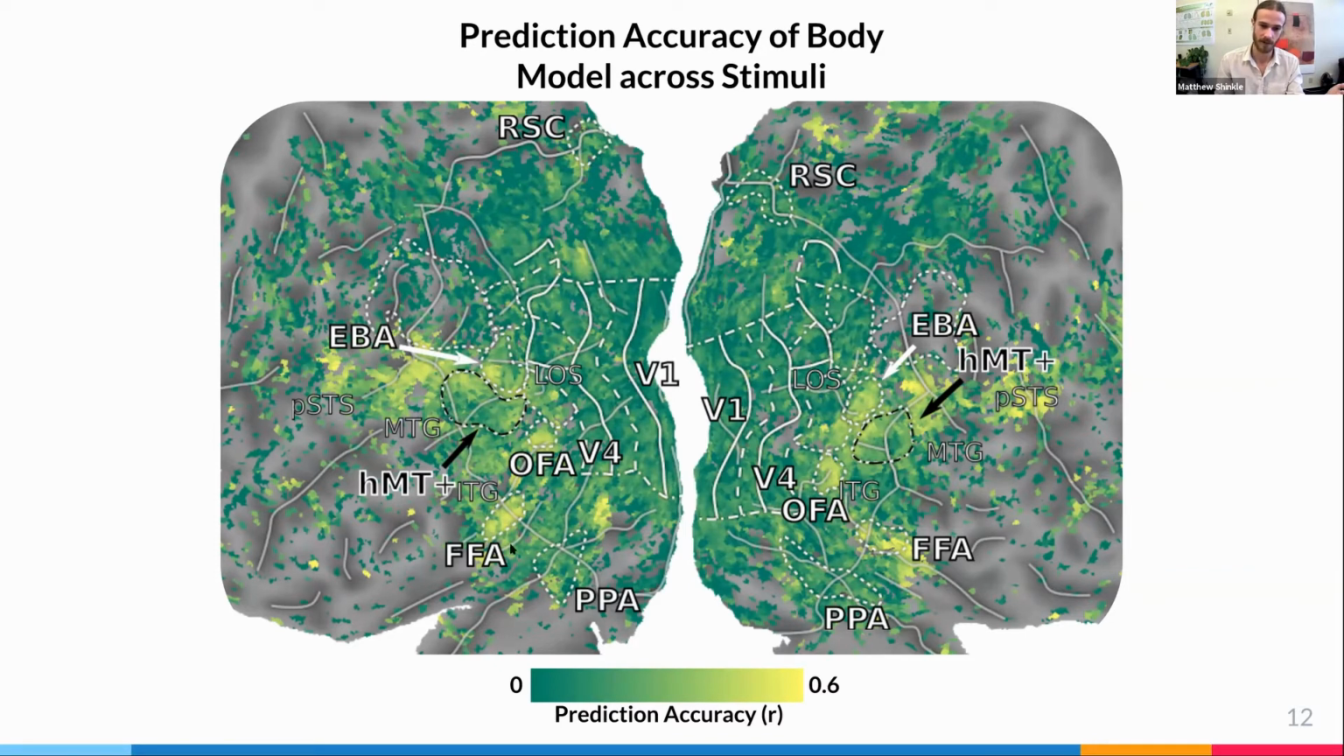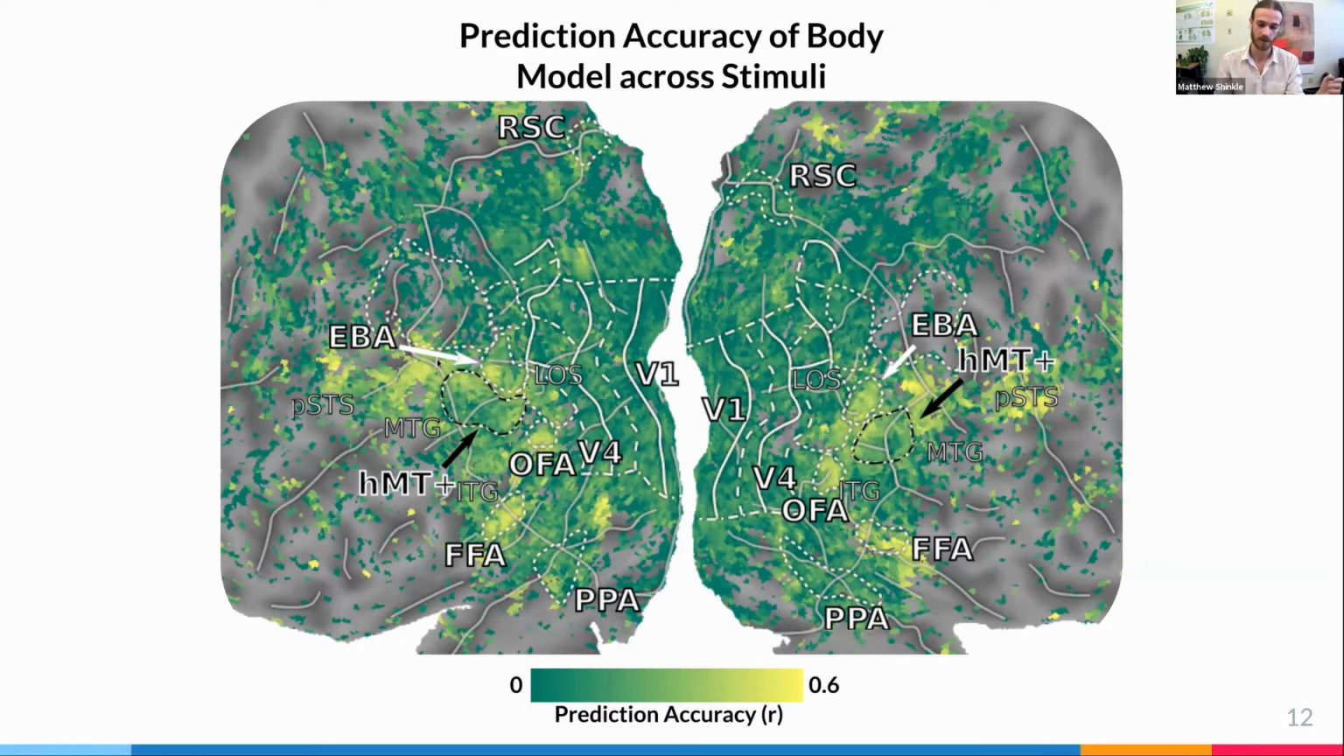And so as you can see in regions such as FFA and OFA, we see fairly high prediction in voxels, which makes sense given that our model includes face information among other body parts. Now, if we look at this region around hMT, we see very poor prediction accuracy toward the center of hMT, but relatively high prediction accuracy in voxels surrounding hMT and extending toward pSTS.